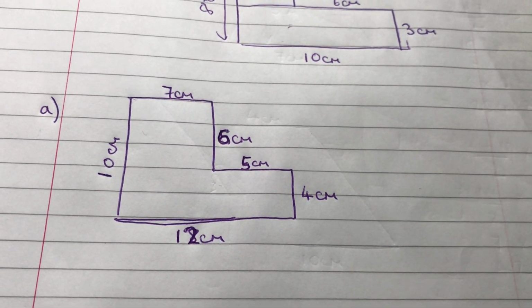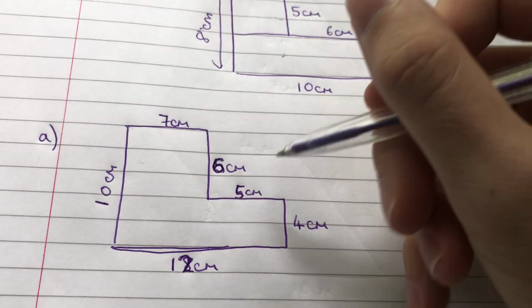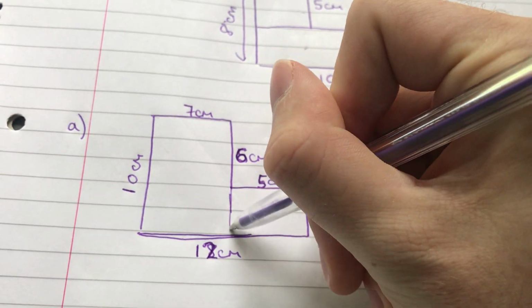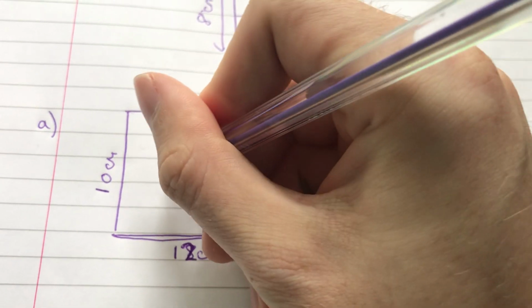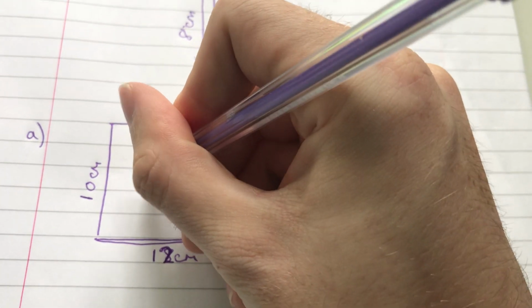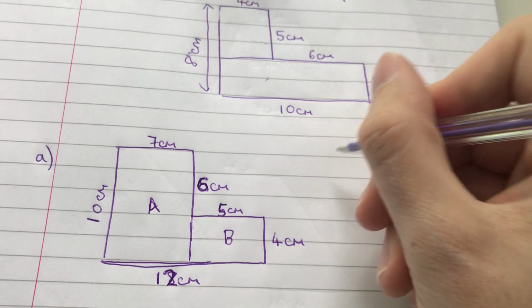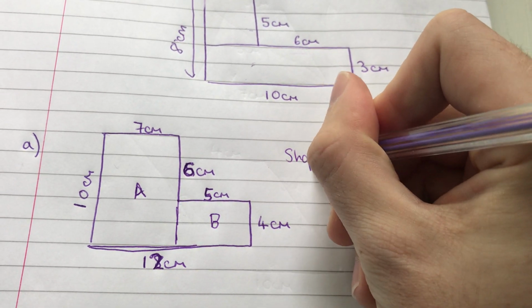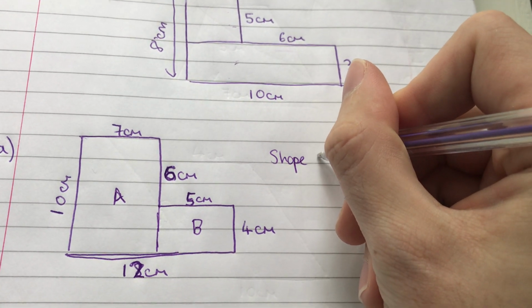I'm going to choose this time to split it this way into two shapes. And I'm going to label this shape A and this shape B. So, I'll do capital A and capital B.